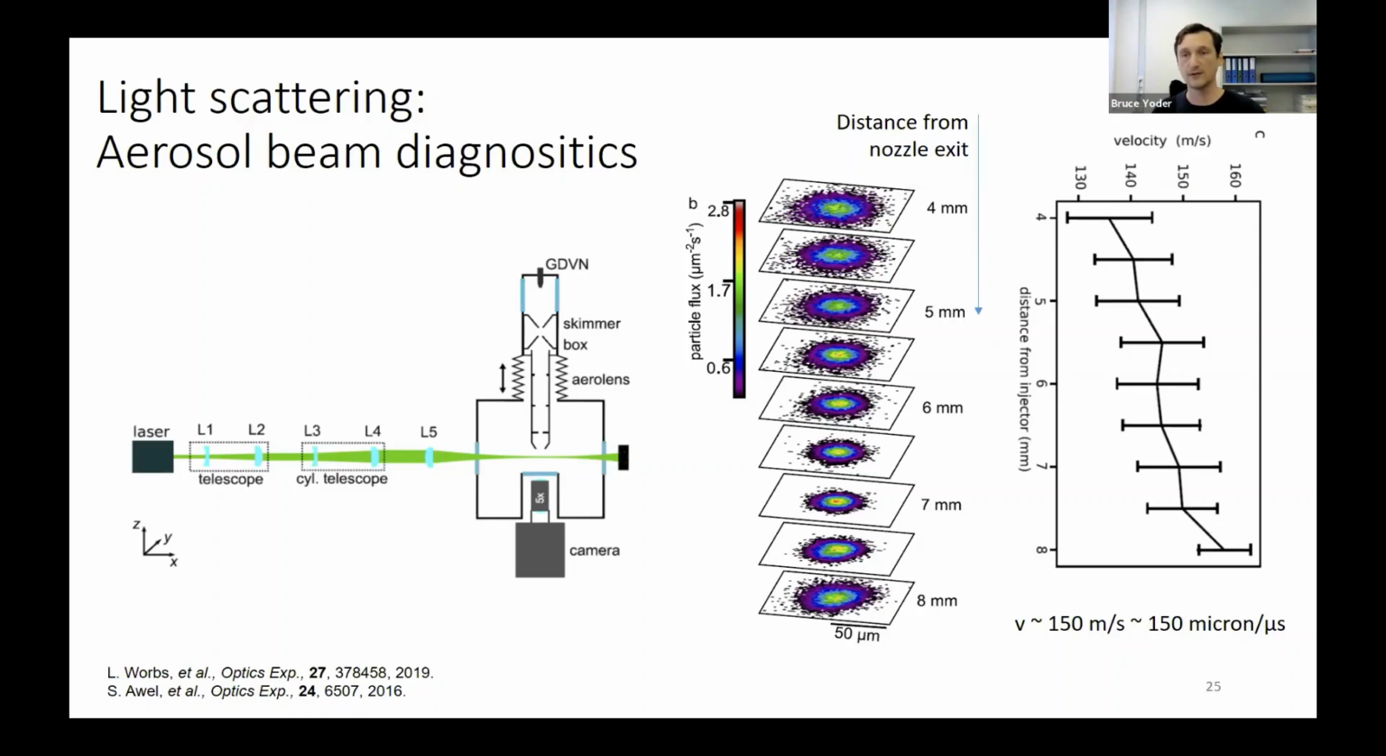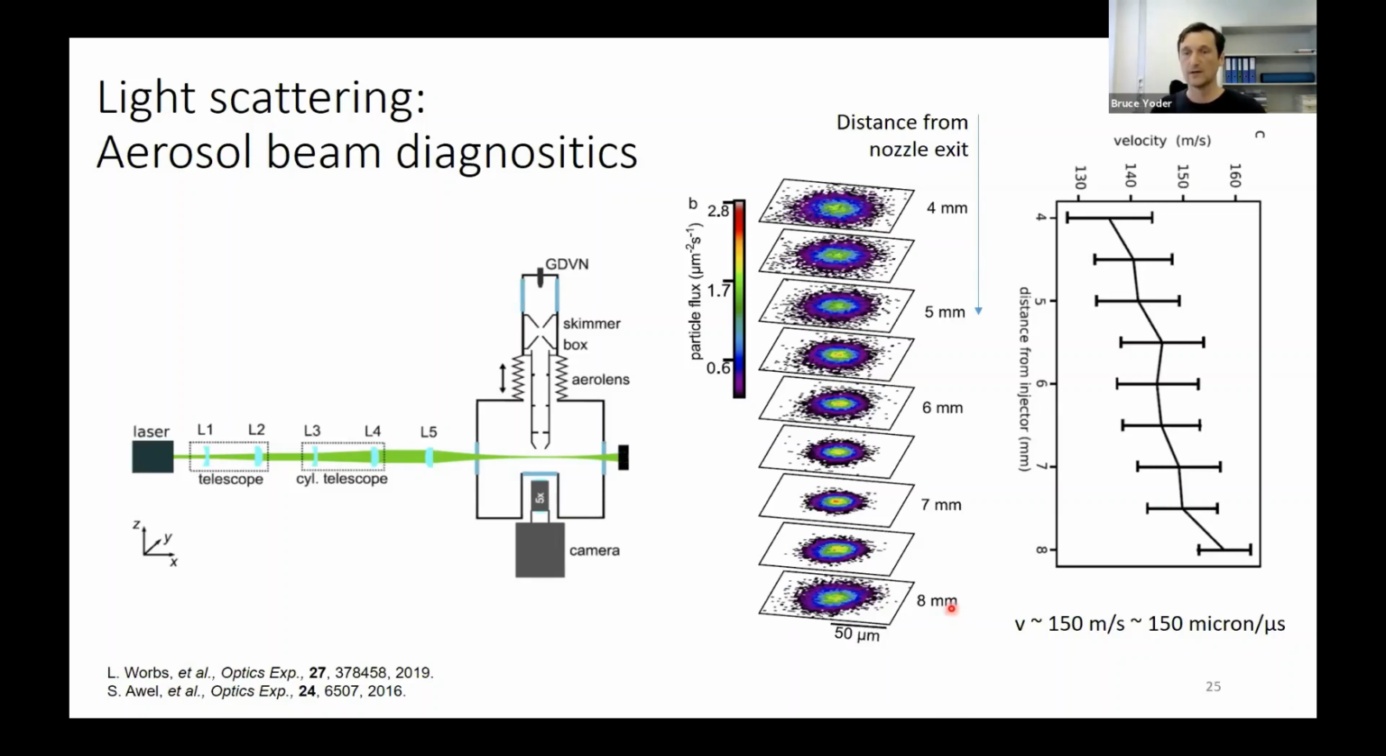consisting of the optical setup to generate a cylindrically focused light sheet with a continuous wave laser, an aerodynamic lens stack to form your nanoparticle beam, and a microscope detector setup for recording the scattered light. The measurement is based on light scattering of single particles as they traverse this light sheet. The histogram reveals the absolute particle flux, and we see this as a function of distance from the aerodynamic lens here, 4 millimeters to 8 millimeters.